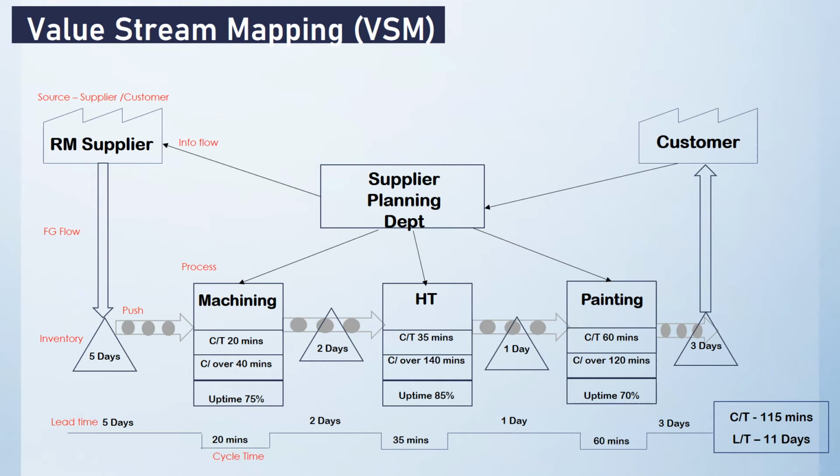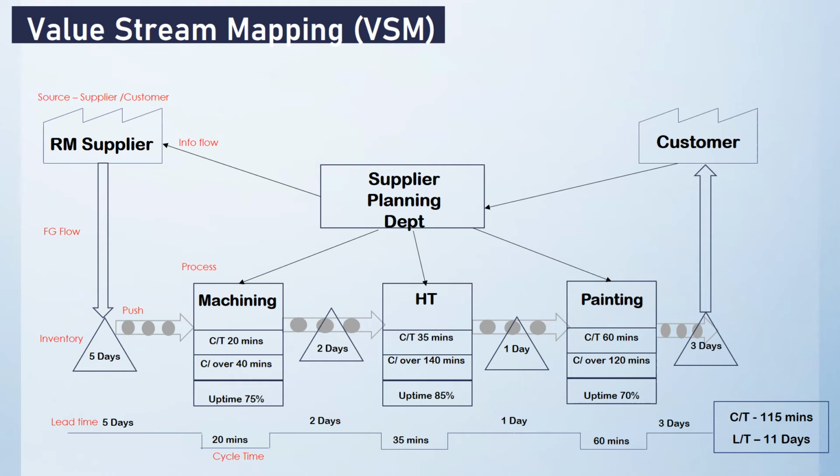So from there it's a push. It's pushed from the stores. So it is going to the processes like machining. So cycle time is 20 minutes to complete the process. So changeover, if there is any product or model to be changed over in this particular process, it takes 40 minutes to change the operations, change the setups.